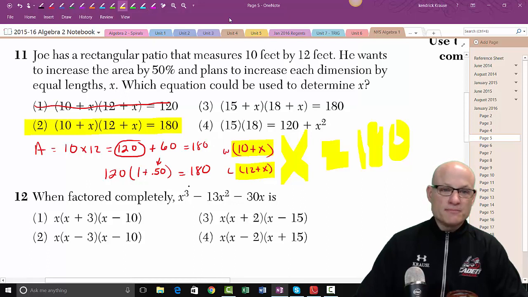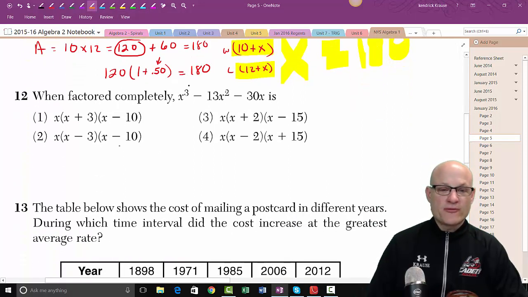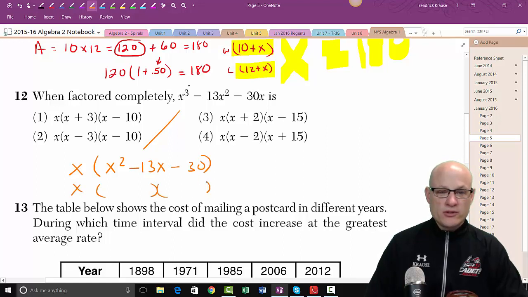All right, next problem. Last problem. When factored completely, I'm going to show you two different ways to do this one. First thing you're going to do is take out the x. Notice they all have the x taken out. X squared minus 13x minus 30. Then we factor it, leaving the x out front. Two numbers that multiply to negative 30 and add up to negative 13 are x minus 15 and x plus 2. So the big winner here looks like this one.